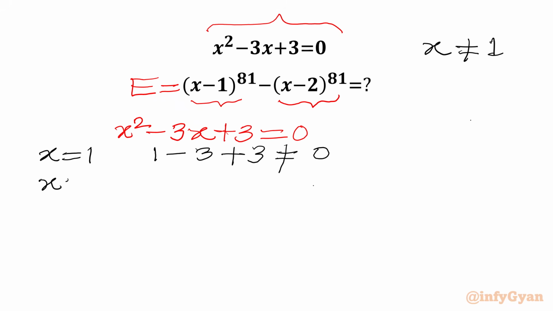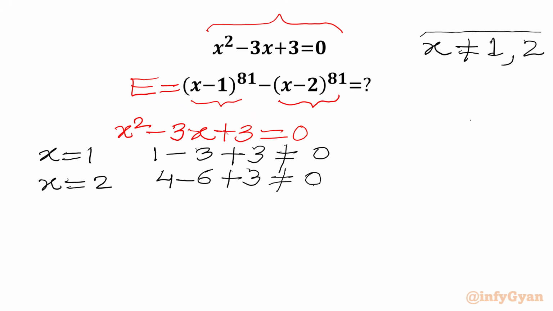Now we will plug in x equal to 2 also. So 2 square is 4, minus 3 times 2 is minus 6, plus 3. Left hand side is 1, right hand side is 0, which is not true. x cannot be equal to 2 also. So for our equation, x cannot be 1, cannot be 2.